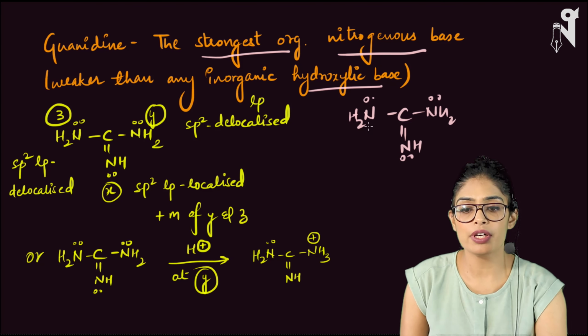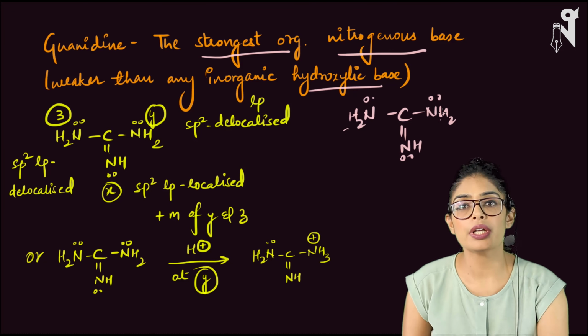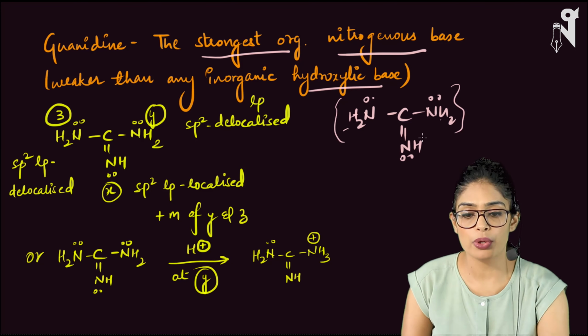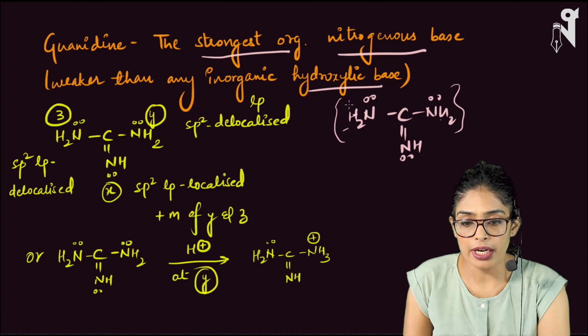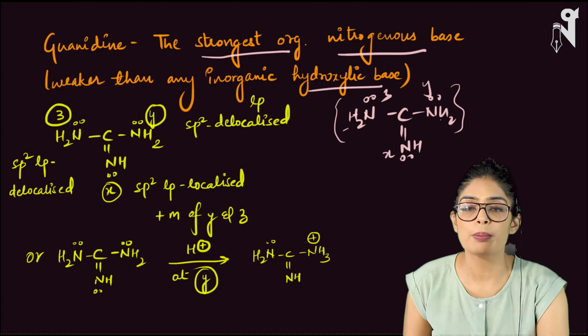Here you can have derivatives of it by replacing hydrogen with any R group. That is also possible, so different guanidine derivatives are also possible. This is the simplest structure of guanidine. Now here we have three nitrogens. Let's mark them X, Y and Z. There are three nitrogens and we have to understand which one is more basic.